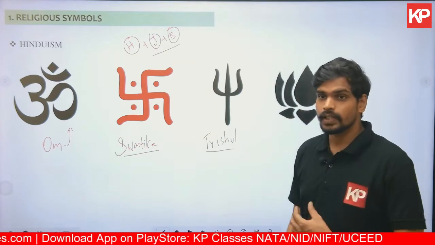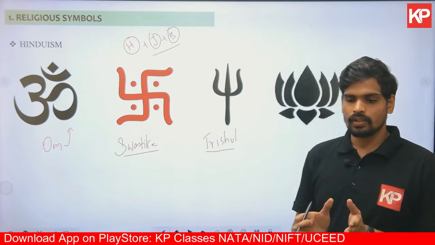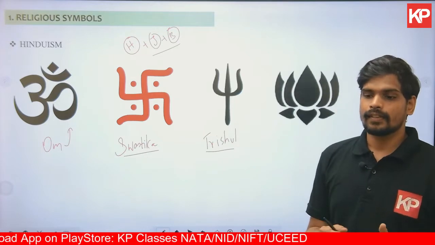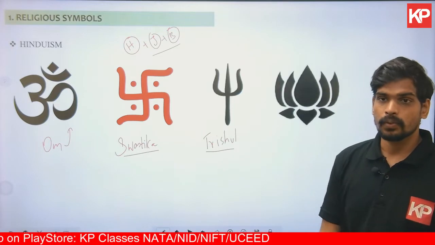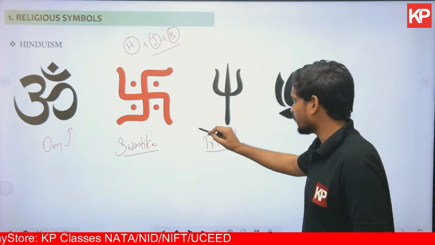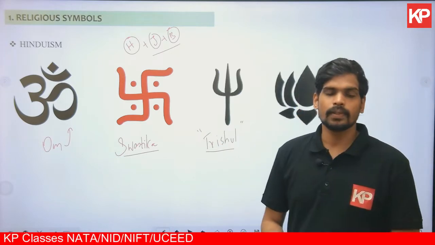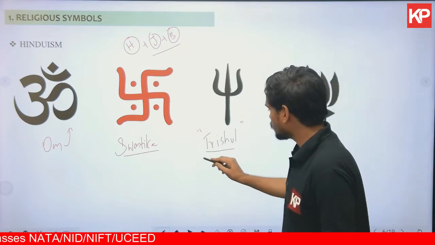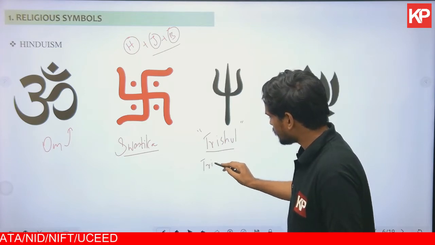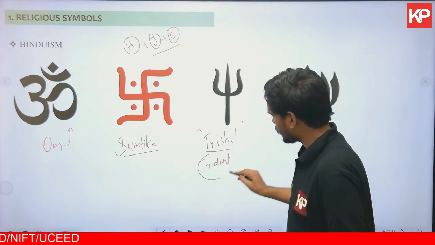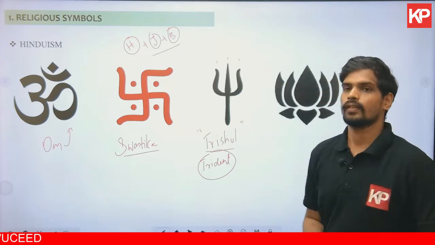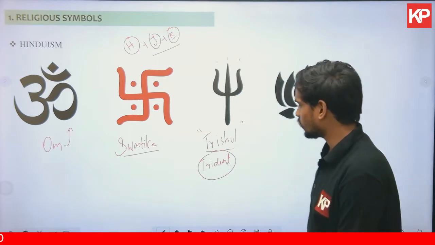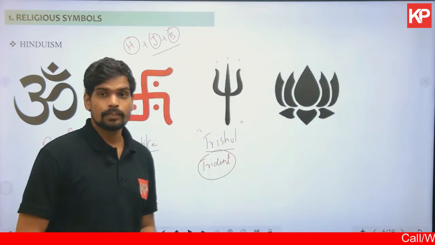Trishul symbol is associated with one of the most important gods in the Trinity of Hinduism, that is Shiv. So Trishul is the symbol for Shiv, and this is also in English referred to as trident because it is a three-pointed weapon which is used. So trident or Trishul, that also is an important religious symbol.